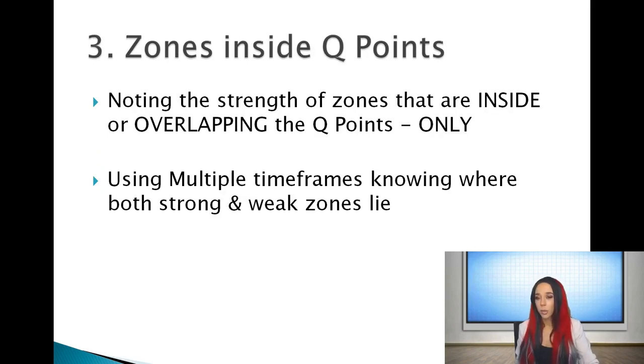Now, the third step when you first start with this is to see whether the zones inside the Q points are strong or weak. So this is incredibly important at this point when you're still only using supply and demand, because even though weak zones may be reactive, strong zones inside Q points are a lot more likely to give you an obvious bounce and a faster bounce as well. But only and only if they are located at or inside the Q points.